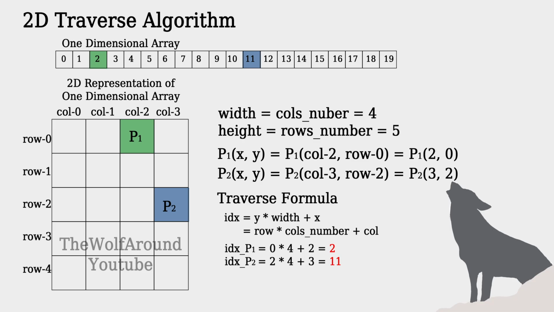Suppose you have a 5 by 4 array, 5 rows and 4 columns. It's stored as a sequence of 20 elements in memory. Accessing an element at position column 3, row 2 involves calculating its one-dimensional position. This formula maps two-dimensional coordinates to a one-dimensional memory address.